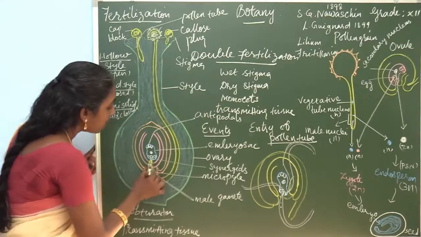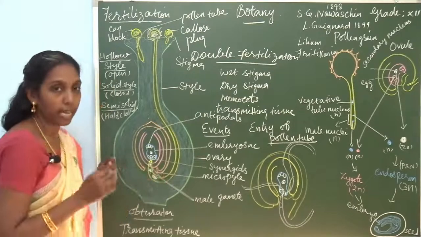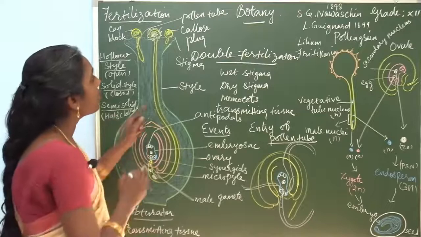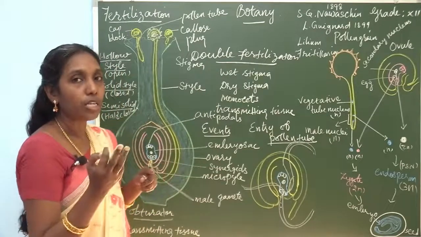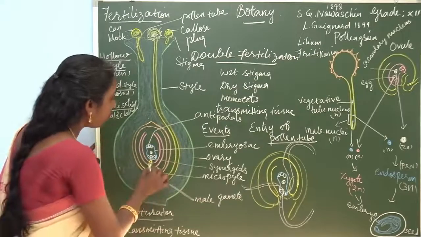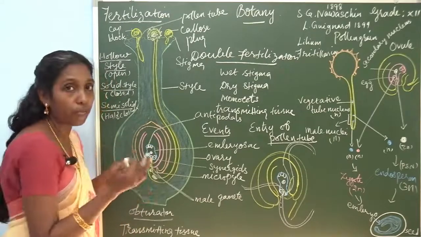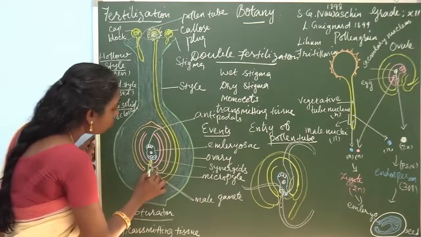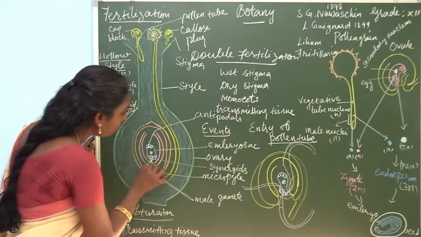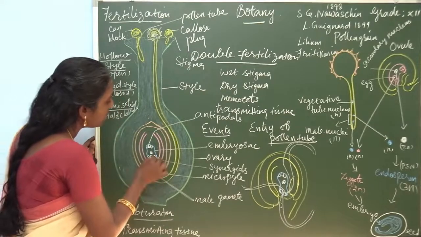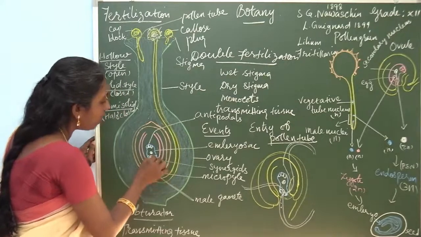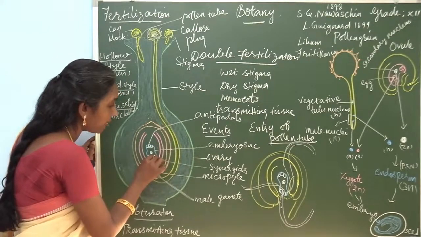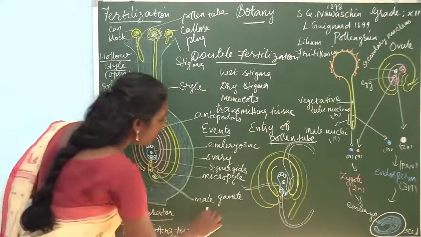Now it carries two different male gametes. This process of fertilization is double fertilization, because fusion happens two times, the fusion of male gametes. It carries two different male gametes. One of the male gametes enters and fuses with the egg. Fusion of one male gamete with the egg forms the zygote.